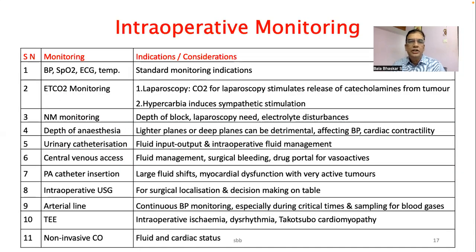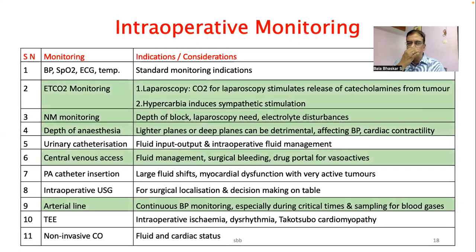Intraop monitoring: there is a huge list, as you can see here. For example, of course, non-invasive blood pressure, SpO2, ECG and so on are there. I am not going into those details. ETCO2 monitoring is very important in a laparoscopic procedure. Carbon dioxide per se, which is used for laparoscopy, can stimulate the release of catecholamines from the tumor, and hypercarbia per se induces sympathetic stimulation. We have to be very careful. For neuromuscular monitoring in laparoscopy, we need a greater depth of block. There could also be some electrolyte disturbances in the patient, if the patient is indeed on diuretics.